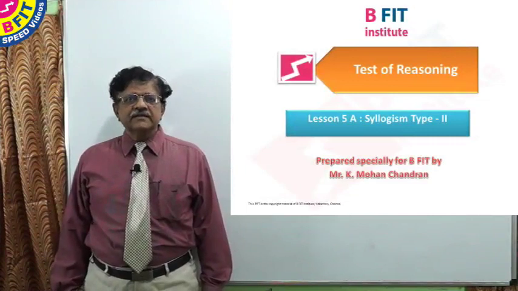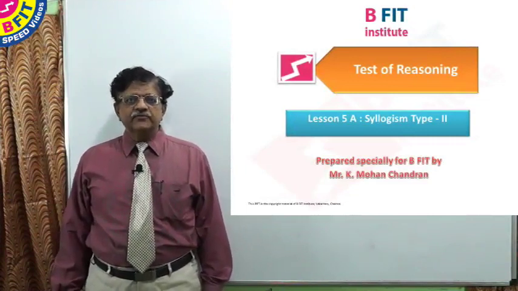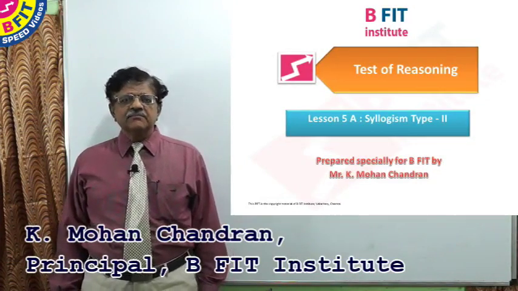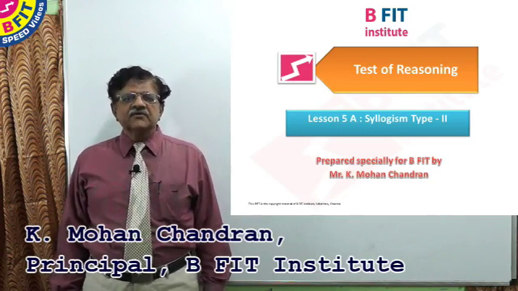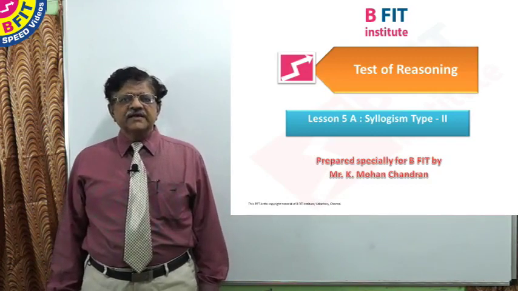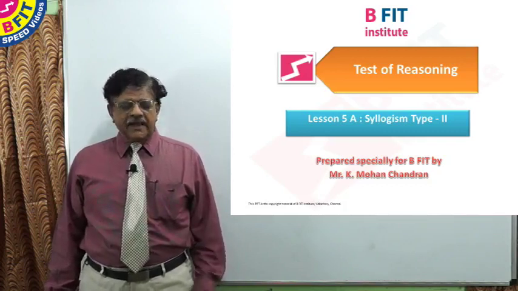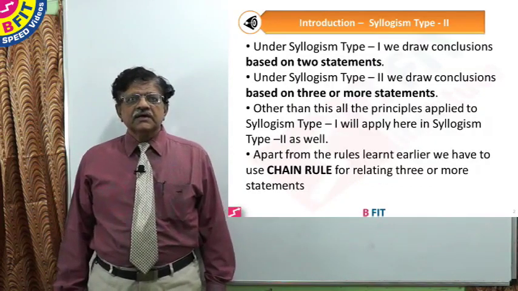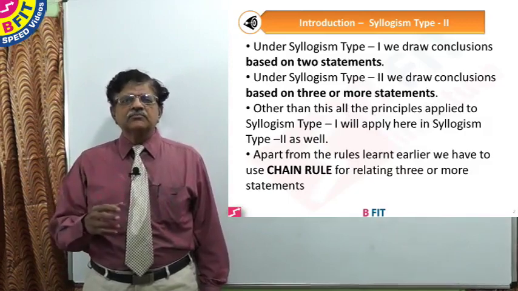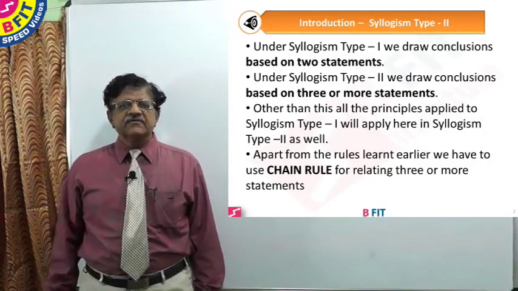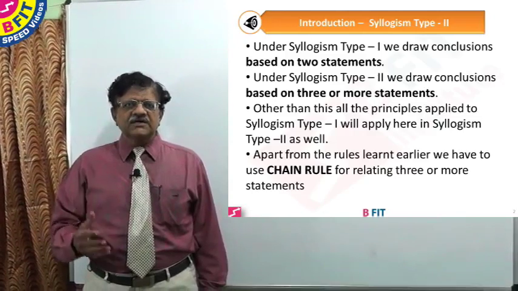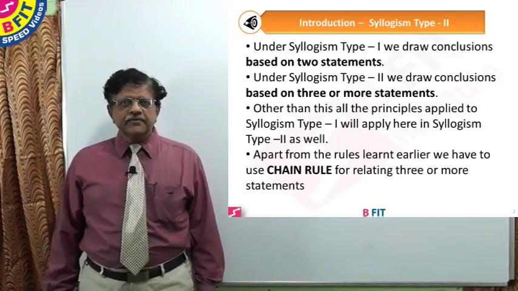Friends, we have seen in the last class, lesson 5, syllogism type 1 under test of reasoning. Type 1 syllogism, as you know, is drawing inference from two logical statements. Now, today we are going to see lesson 5A, syllogism type 2. Syllogism type 2 means drawing inference from more than two, probably three or four logical statements. When you have to draw inference from more than two, it is called syllogism type 2.